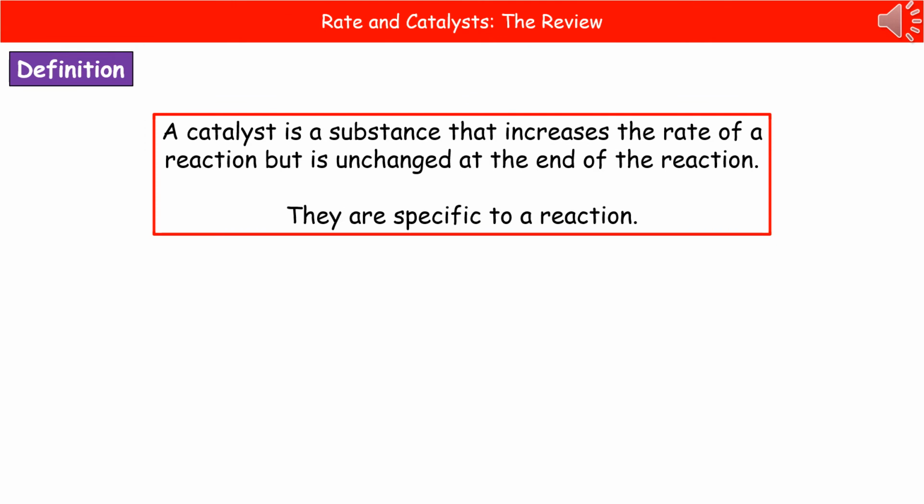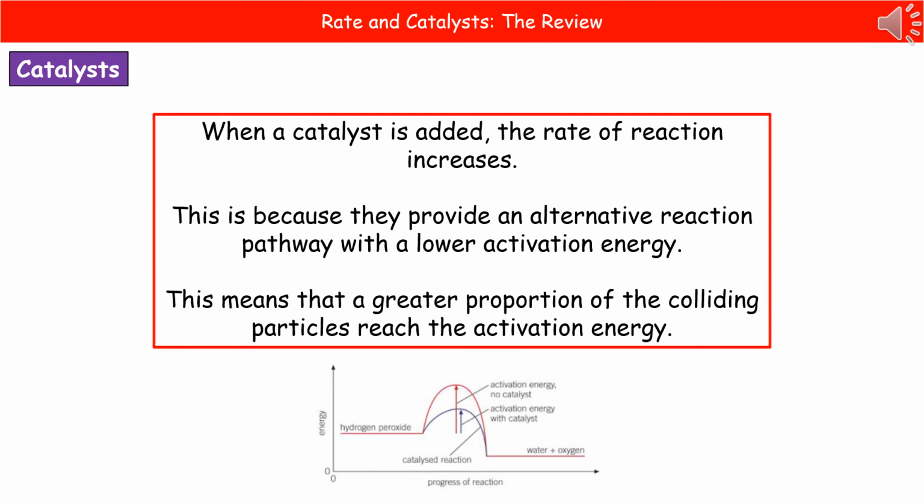The final way that we can change the rate of our reaction is by using a catalyst. So a catalyst is a substance that increases the rate of a reaction, but is unchanged at the end of the reaction. And catalysts are specific to a reaction.